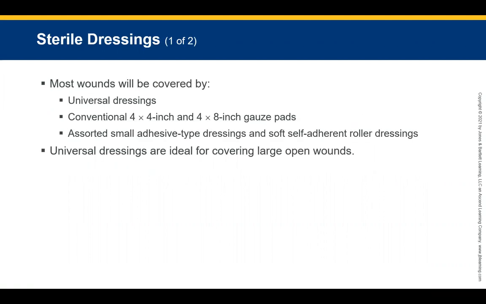All right, so when we talk about sterile dressings, most wounds need to be covered by a conventional 4x4. We can go up to a 4x8, ABD pads, trauma pads. The universal dressing is ideal to cover large open wounds. So that is more of your ABD pad. I forgot the size of those. We also have pads. The majority of the trucks should have a trauma dressing pad. And that's a big bulky pad that we want to cover the area.